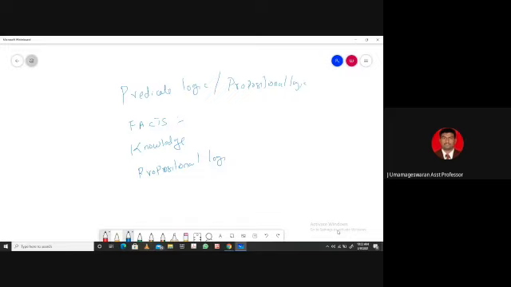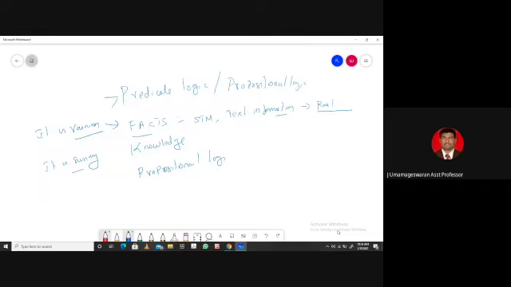A fact is a statement, some form of text content or information, which could be in the form of a real world entity. Anything in the real world, if we form it as a statement or a sentence, we call it a fact. As an example, it is raining. This is a fact. It is sunny. That is a fact.